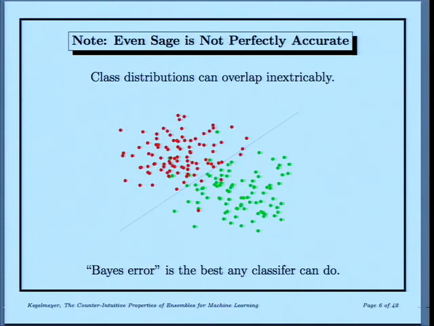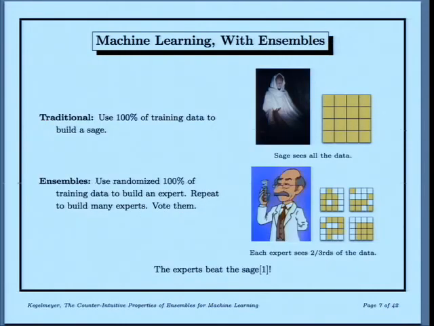So even if you had all of the data you could possibly want, you can't do any better than Bayes' error. But in theory, if you look at all the data and you build a sage, that's as good as you can do. But that theory is wrong. Because you can do something very counterintuitive, and this is the first of the weird things, and improve matters. You can degrade your data.